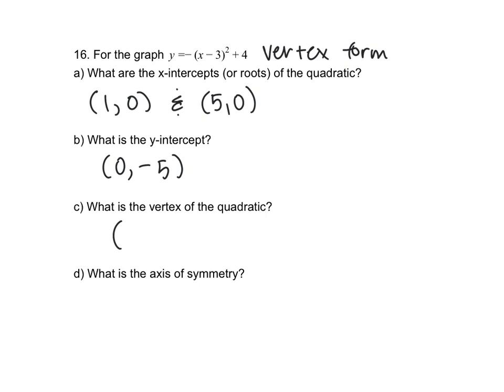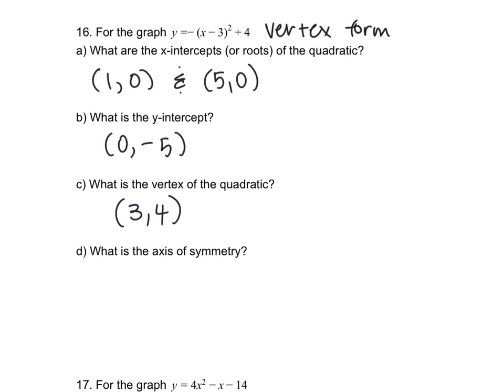So we have x minus 3, so we'll have a positive 3, and then a positive 4 on the outside. My vertex is at the point (3, 4). And you can always use Desmos to help verify that you have identified the vertex correctly. And then lastly, we want to know what the axis of symmetry is. The axis of symmetry is the vertical line that splits your quadratic in half.